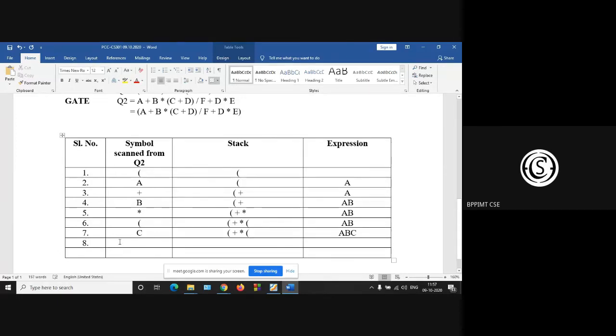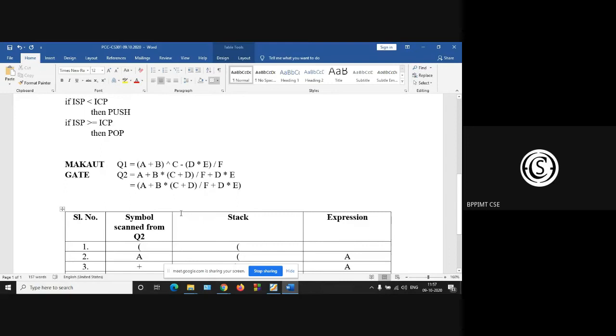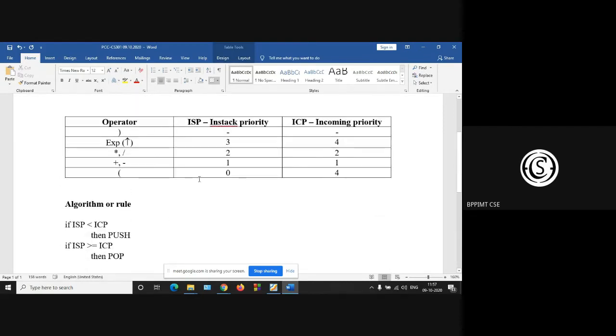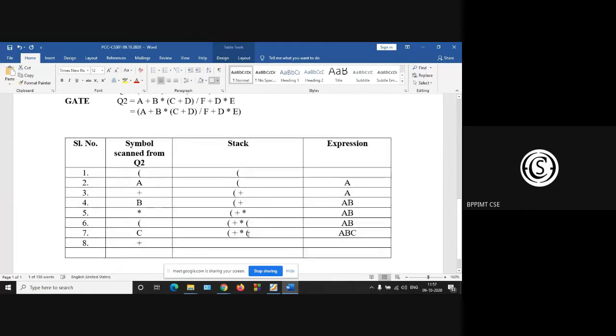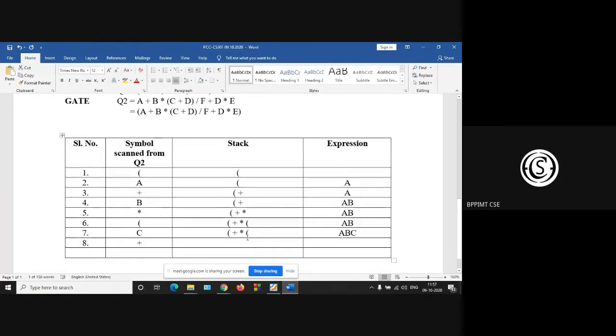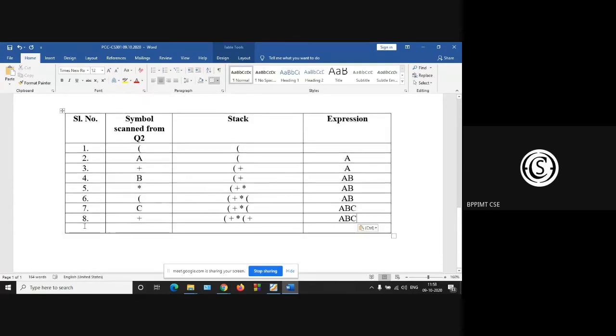Next, number 8, plus. So for addition, the incoming priority is 1 and the last one is 0. So 0 is less than 1. That's why we have to push. Okay. So plus. Just copy this one and add plus. And this is your ABC. Okay.